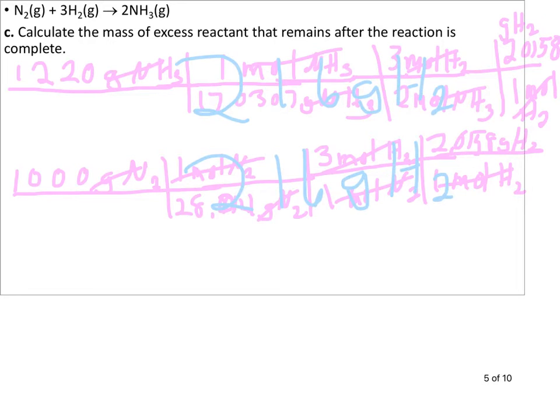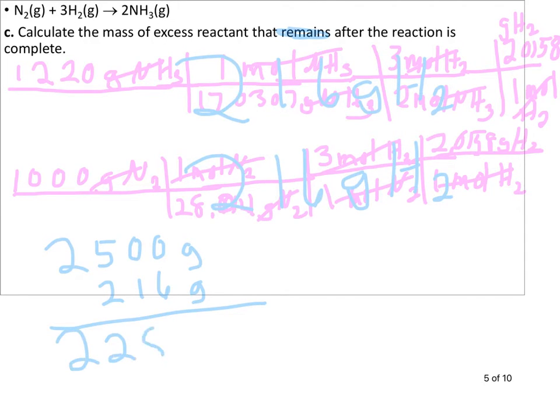Now, what we wanted to know, though, was the question says how much remains. So we use 216 grams. So we go back to we started with 2,500 grams and only used 216 of it. So that means we have a lot left over, 2,280 grams of hydrogen left over.